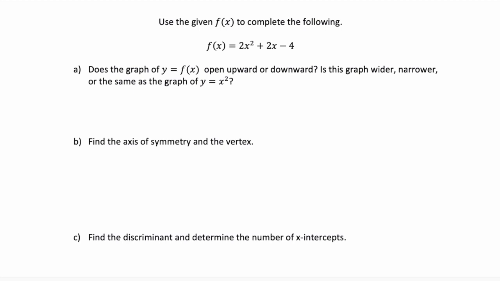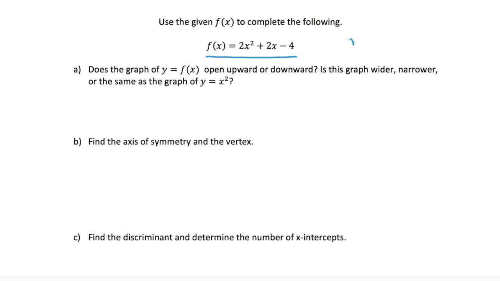Today we have a function which is a quadratic and we're asked to answer a bunch of questions about it. Our function is f of x equals 2x squared plus 2x minus 4. And the first question is, does the graph of y equals f of x open upward or downward?